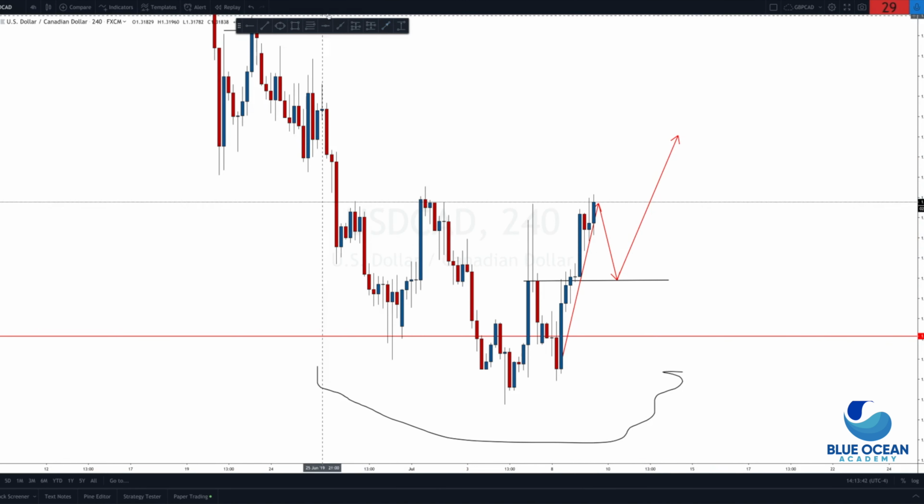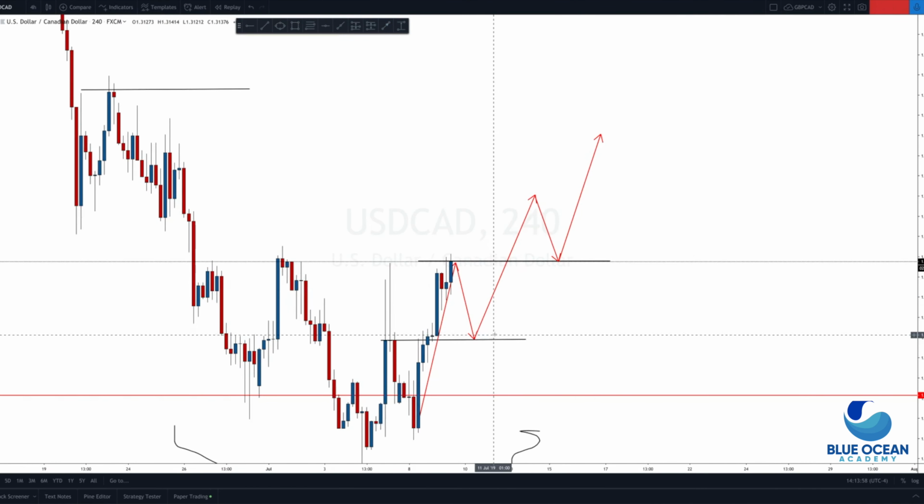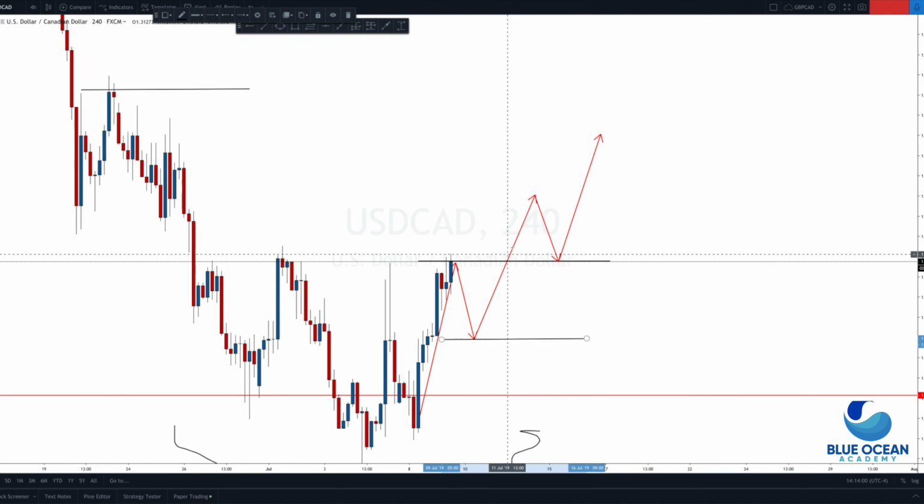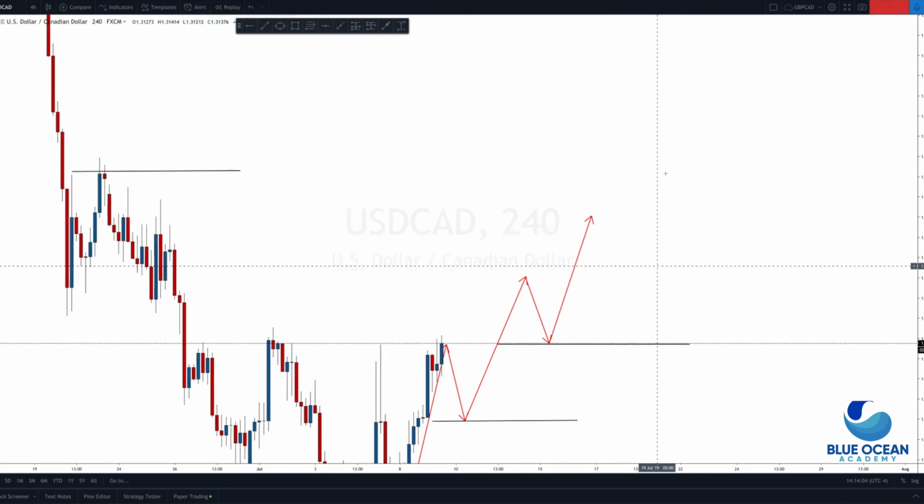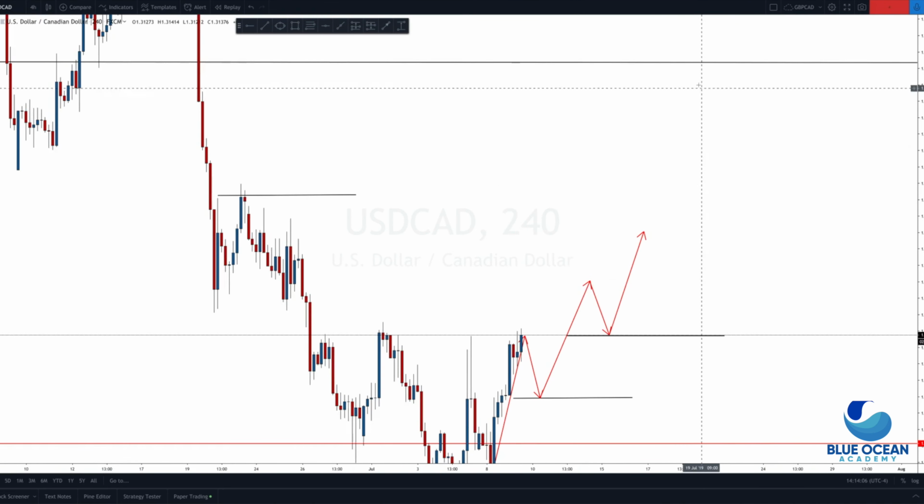All right, and then again, if it stops here, possible new floor created. All right, and then create a floor and then push back up again. As long as it's doing this and creating new floors, we're going to be on a temporary uptrend all the way until we get to this level here.